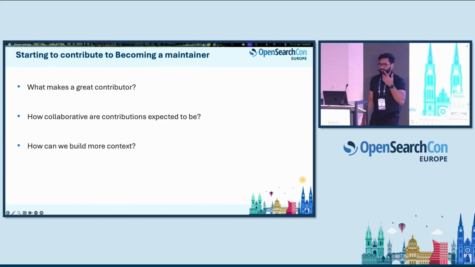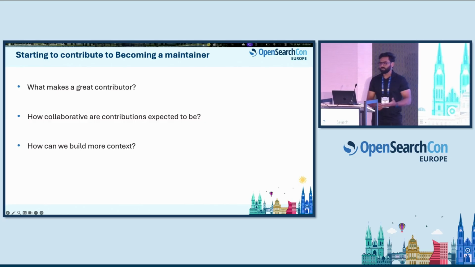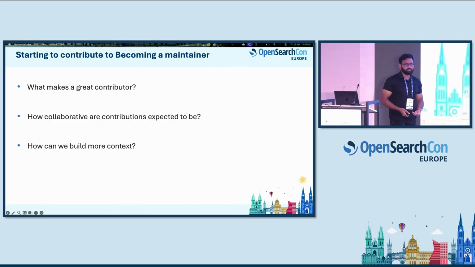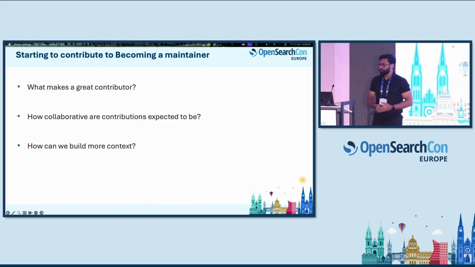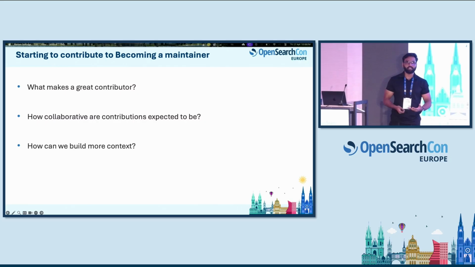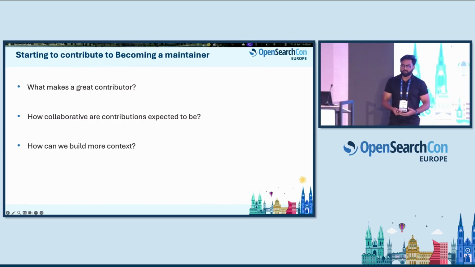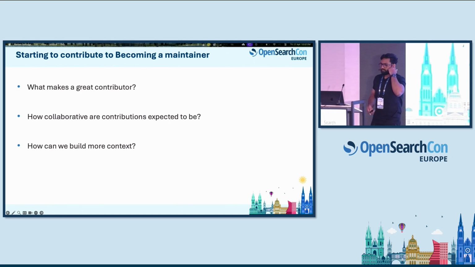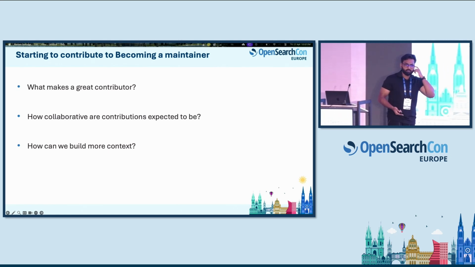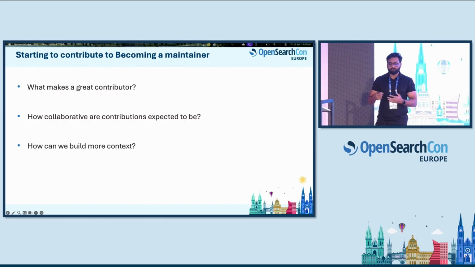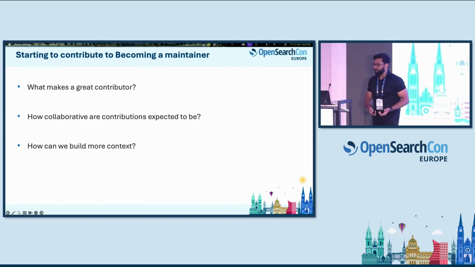Specifically, in terms of contributing to OpenSearch, when we start contributing, we may wonder what makes a good contribution, how collaborative we can expect contributions to be, how to build more context when making these contributions so as to reduce churn and build the kind of reputation that you require to become a maintainer eventually. Of course, a lot of these questions get answered when you actually start contributing, but it doesn't hurt to get an idea of what it would take to become a maintainer even before you begin, so that you're on the right path.